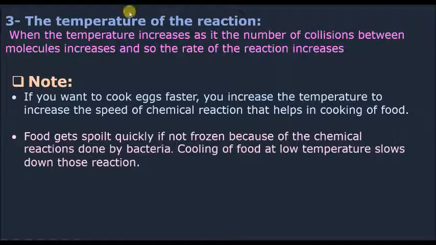If we need to cook the egg faster, we increase the temperature to increase the speed of chemical reaction, helping in cooking the food. And if we don't put the food in the fridge, it will be spoiled or get rotten, because the rate of chemical reaction made by the bacteria decreases when the temperature is low.